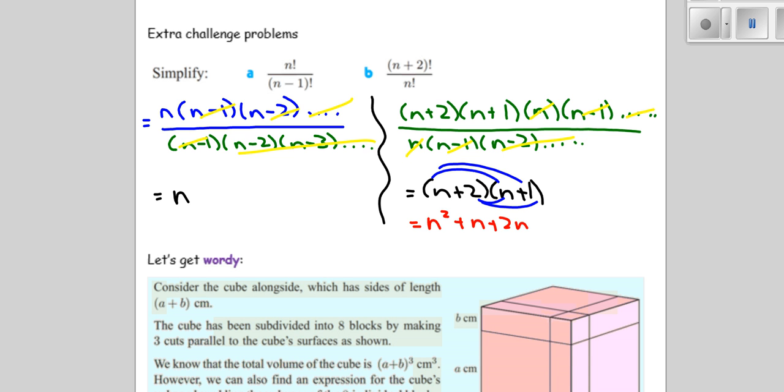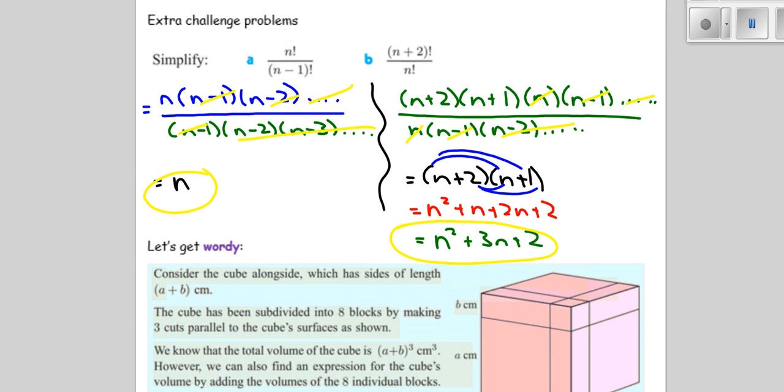Finally simplifies. No, does it? It does. Be aware that it's probably a simplified problem, so they probably want you to take it to here. That's the simplified one already. So these are the slightly more challenging ones. This one's trying to make it a bit more real-worldy and wordy as well.